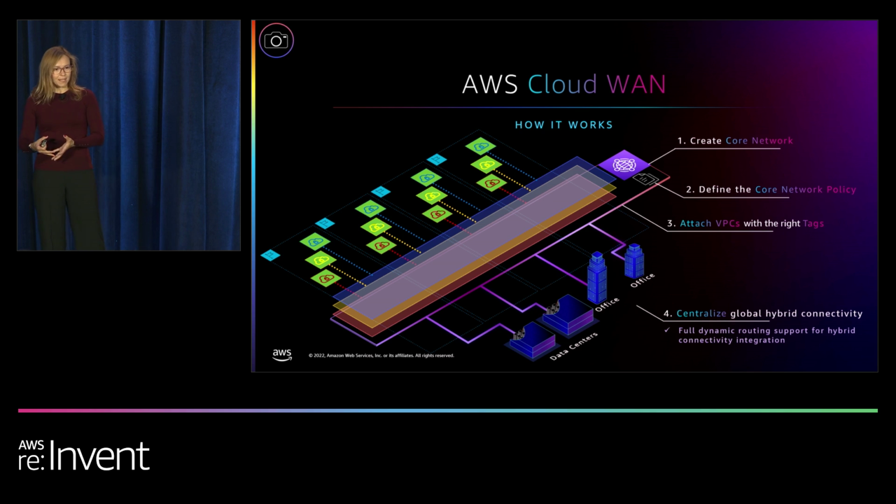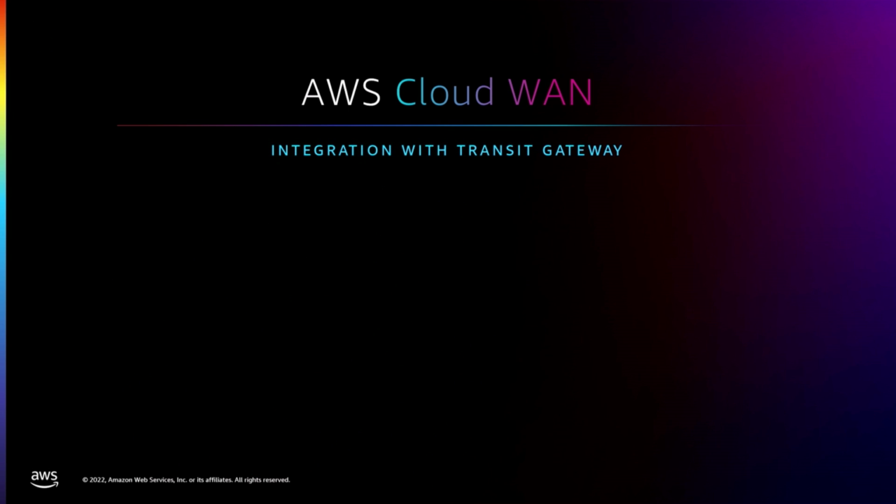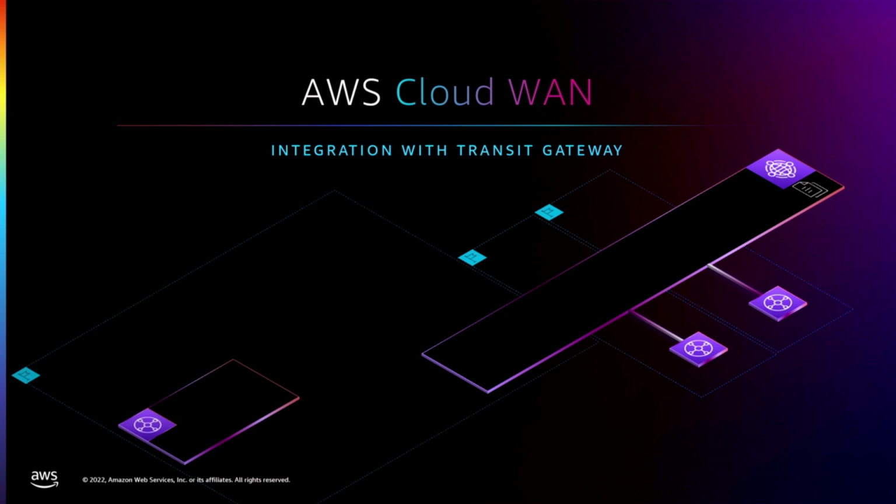Also, because I mentioned that we're going global, and we have a global network that we need to manage, you can centralize hybrid connectivity, allowing you to have full dynamic routing between all your components in the infrastructure and the different domains, right? To be able to have this, we need the integration with Transit Gateway. So let's look at a deployment detail with a region where we have one Transit Gateway, and we need to peer this Transit Gateway with Cloud WAN.